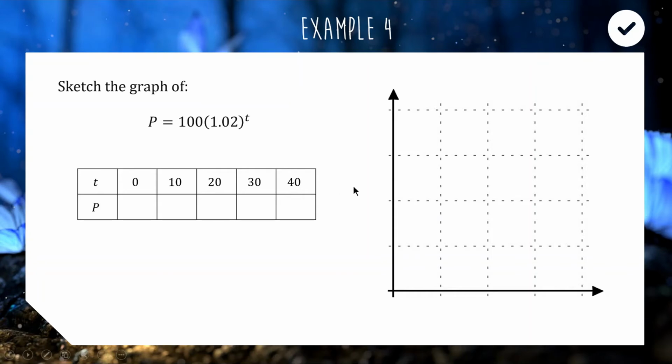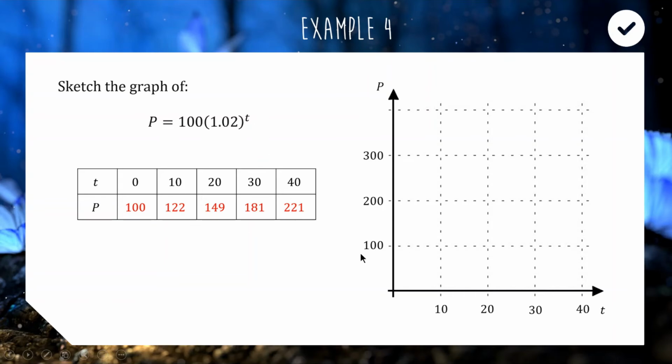Hopefully you gave that a crack, and hopefully your numbers are looking like these. So starting at 0, we have 1.02 to the power of 0, which gets us just 1. And then we have 100 times 1 gets us 100. Okay, it's not growing super fast because the base is only slightly higher than 1. So it's a bit of a slower exponential, but it is still an exponential because the variable is in the power. Okay. So these are our numbers.